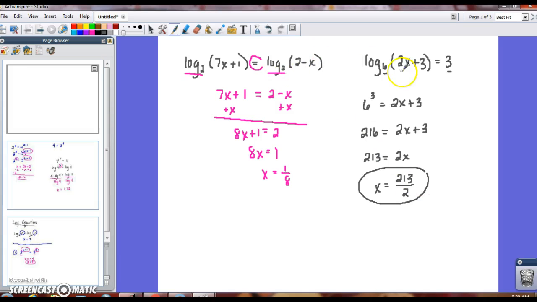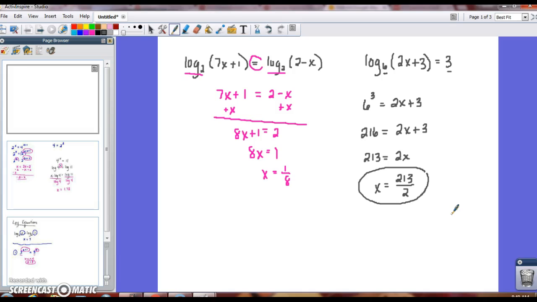So these are two different types of log equations that you might have. If you have the logs on both sides of the equal sign and they equal each other, then just set those two things equal to each other and solve it. If you only have one log on one side of the equation, change it to exponential form and solve it. Okay, so there's lots of different examples here. I'm going to actually make another video to show you how we incorporate the laws into this. But that's the idea behind this stuff.